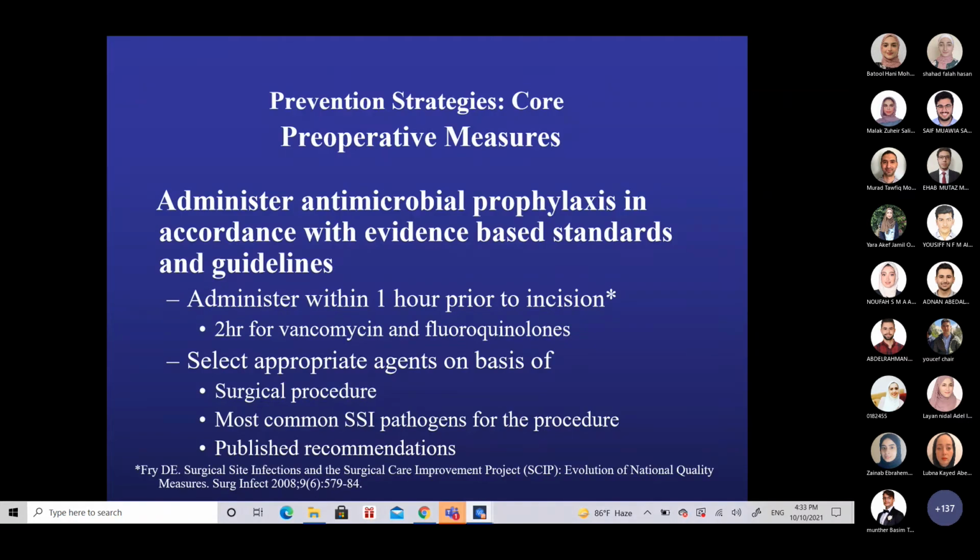We'll start with the core strategies. Of course, there's always pre-operative, intraoperative, and post-operative measures. Let's start with the pre-operative measures, the most important of which, as we said, is prophylactic antibiotics.